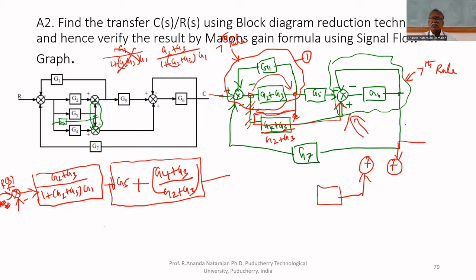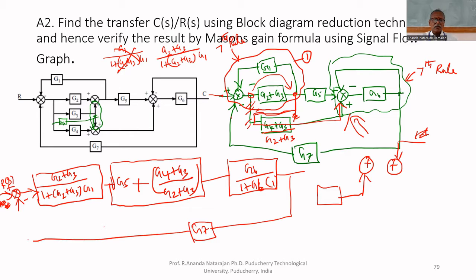Here, the feedback path is coming. This unity feedback path is coming. Therefore, this G6 can be written by the seventh rule: G6 upon 1 plus G6 multiplied by 1. Why 1? Because it is unity feedback, no block is there. The value is 1. That's why multiplied by 1. That's all. Now the feedback G7 is there.